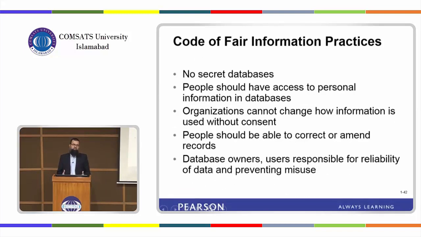Then there is a debate that if we have such a central database, it should be known by everyone, it shouldn't be a secret database. So the code of fair information practices is like that. People should know that there is such a database, and people should also have access to their personal information. They can fix and modify the data. If there is some incorrect information, they should have access to fix it. So it's a balanced approach: you have the central database, but at the same time people know about it, they have access to see their information, and they have the right to modify the incorrect information.